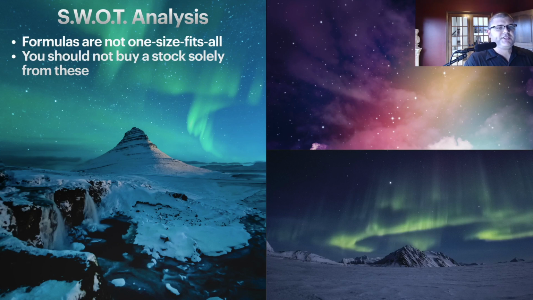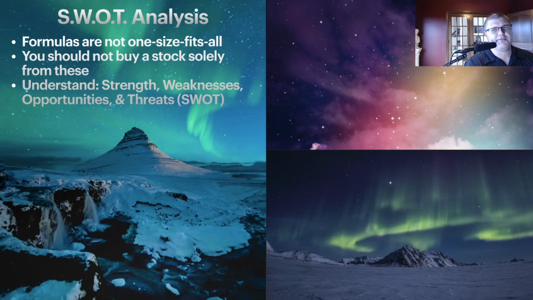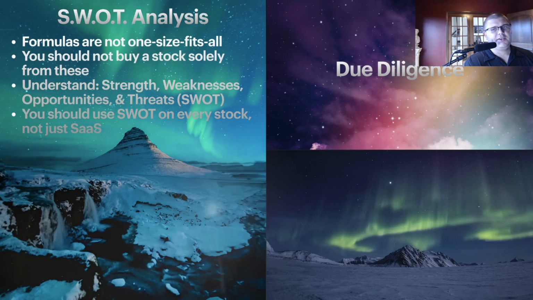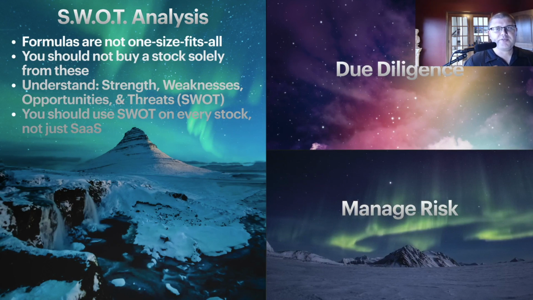So each item is one pillar, with a bunch of pillars that are used to make an educated decision when you buy an investment. So you should not buy a stock solely off of those formulas by any means. And you need to understand the strengths, the weaknesses, the opportunities, and the threats of any investment that you're going to make, whether it's a stock or anything else. And not just on SaaS, every single stock that you buy, you want to understand the SWOT analysis. You always want to do your due diligence, and you have to manage your risk.